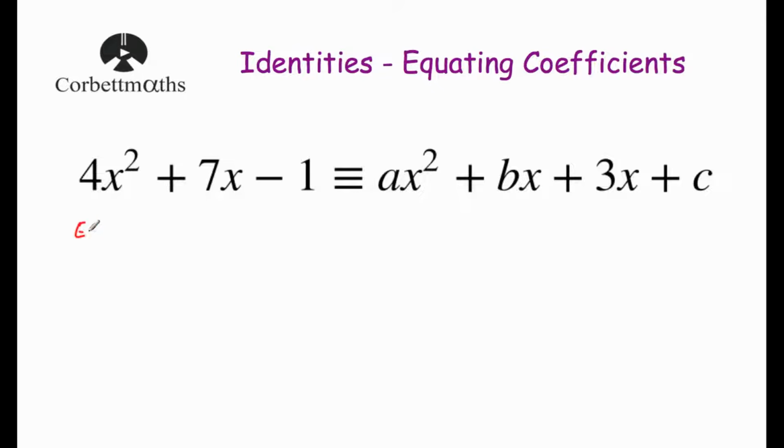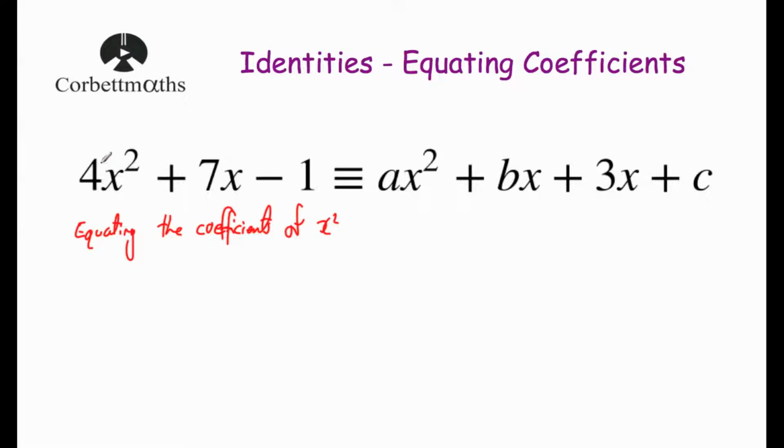So let's start off by equating the coefficients of x squared. Now that's quite a long thing to write down. If you're doing this into your notes, I'd write it down, equating the coefficients of x squared. If you're doing a test, you might not want to spend the time writing equating the coefficients of x squared. You might want to just write it down as shorthand, and the examiner will know what you're talking about.